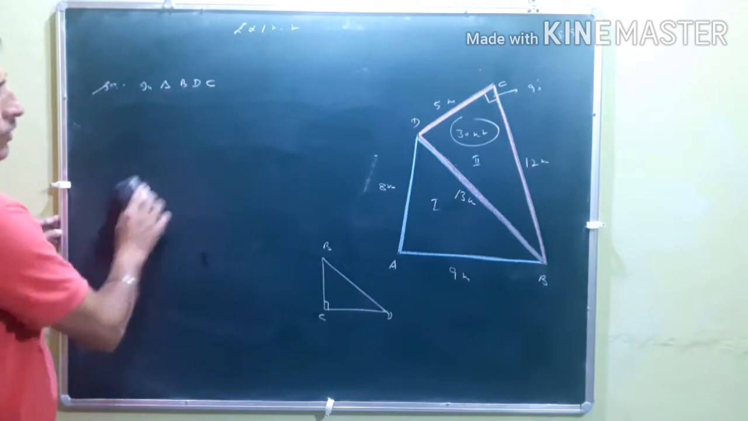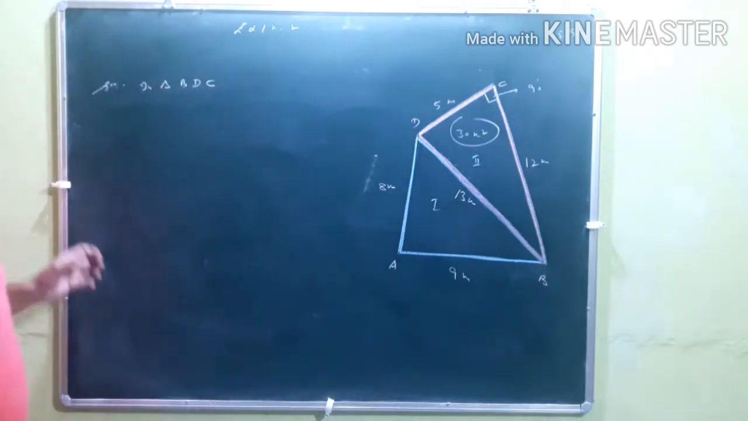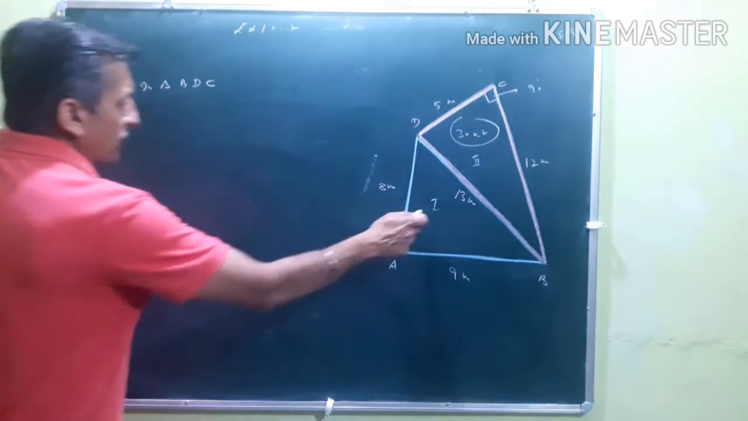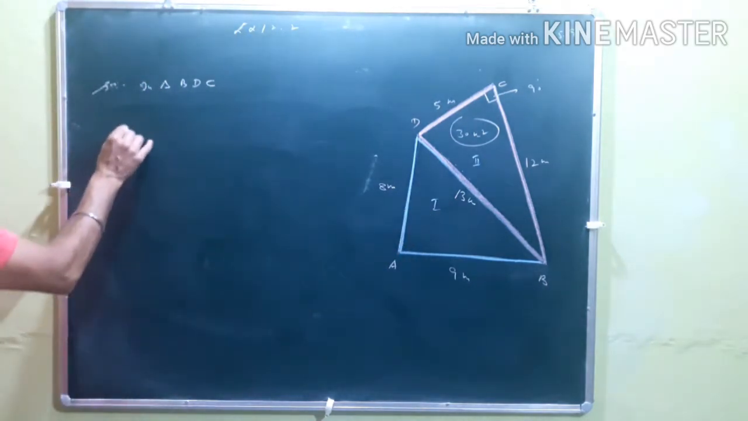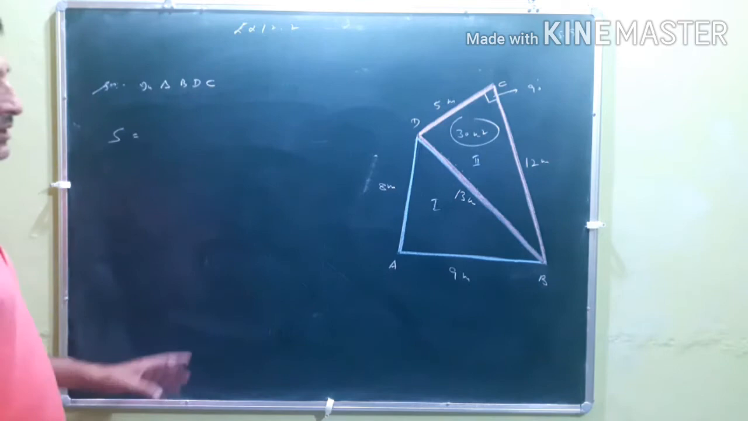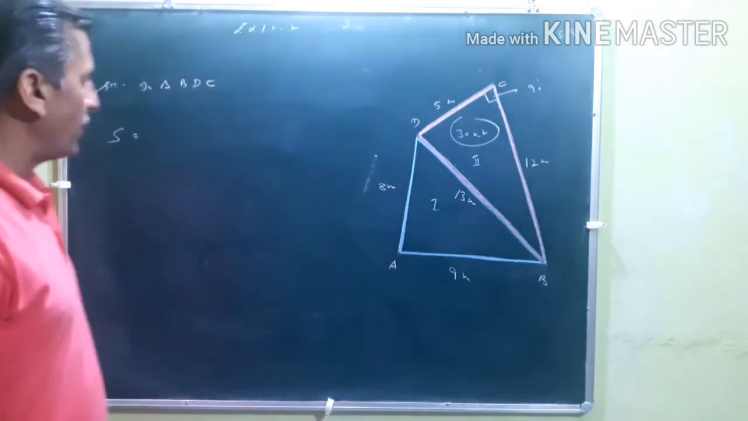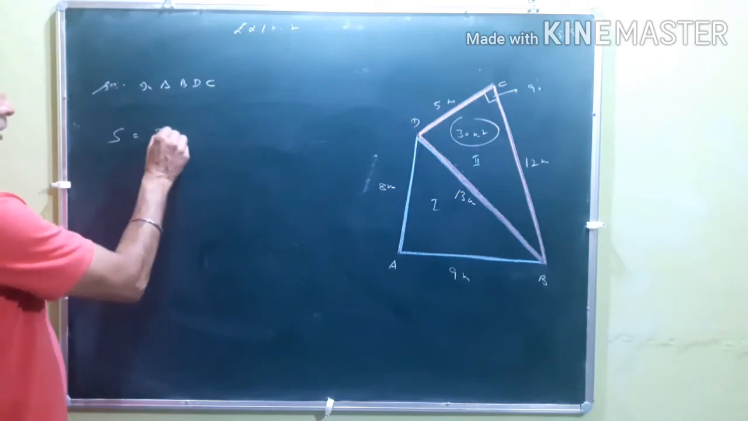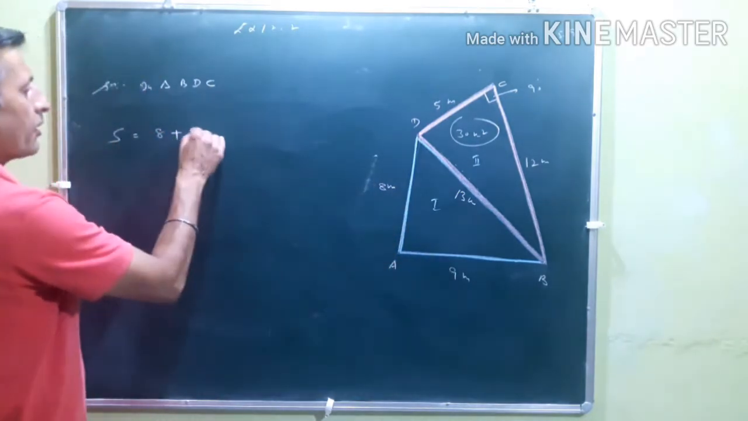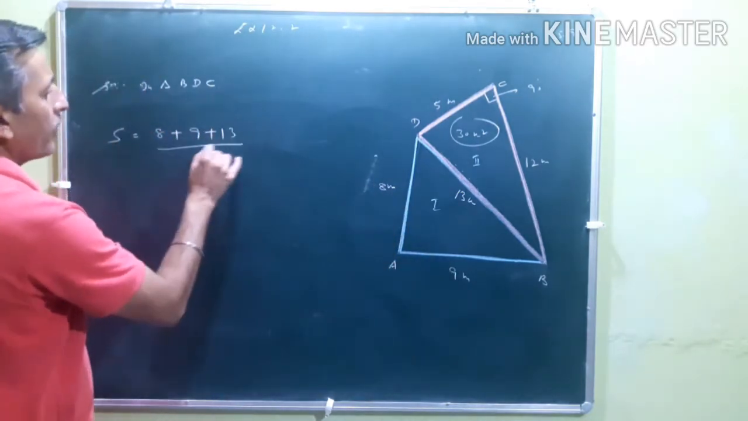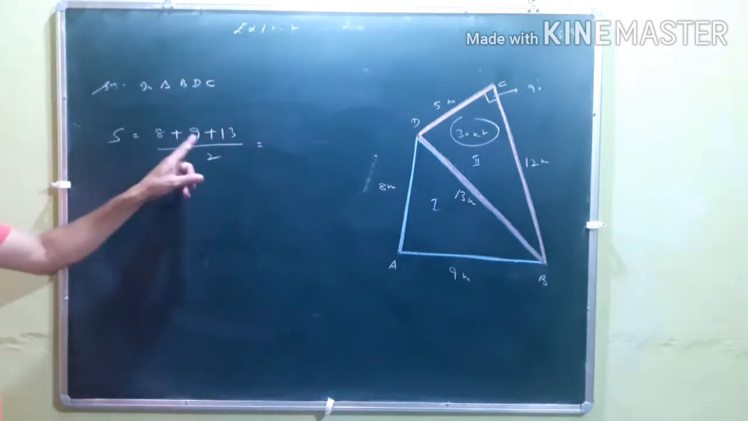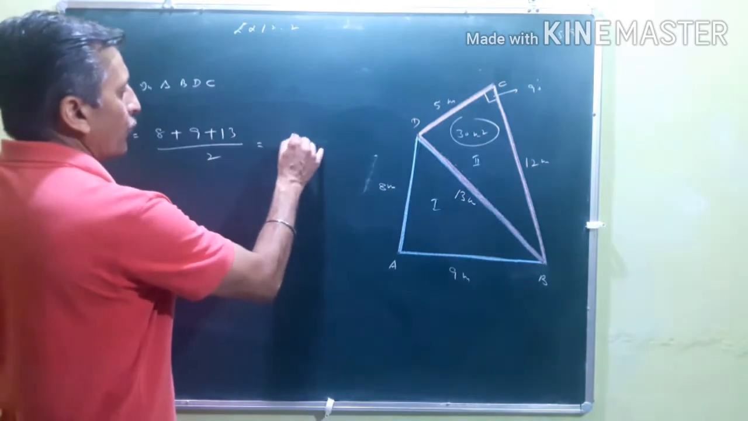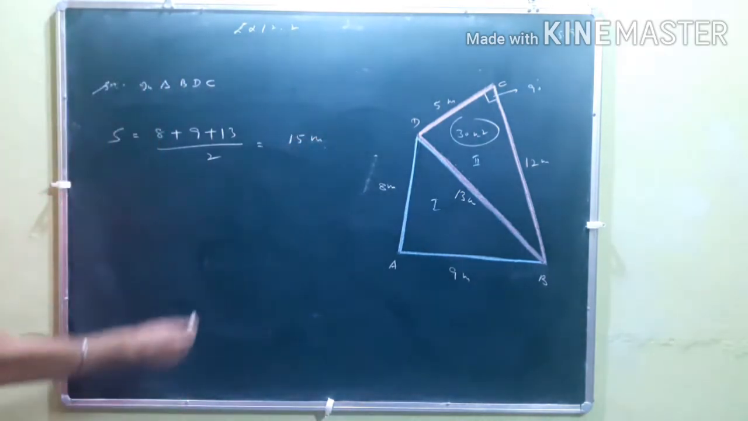You can use either this formula, or otherwise you can use Heron's formula. For this first part, I'm going to use Heron's formula. For that we need S, your semi-perimeter. So the semi-perimeter is equal to the sum of sides, that is (8 + 9 + 13) upon 2. 9 plus 8 is 17, 17 plus 13 is 30, and 30 upon 2 is 15 meter. So S will be known.